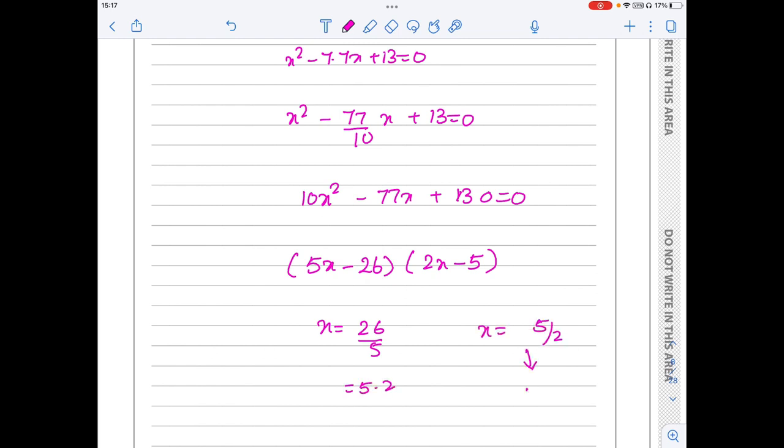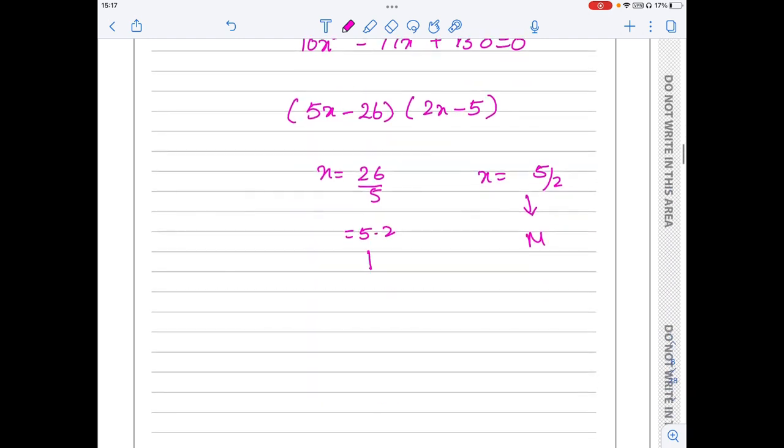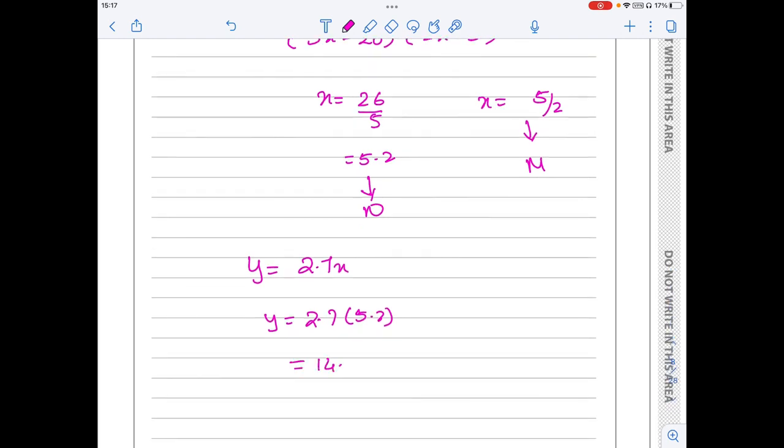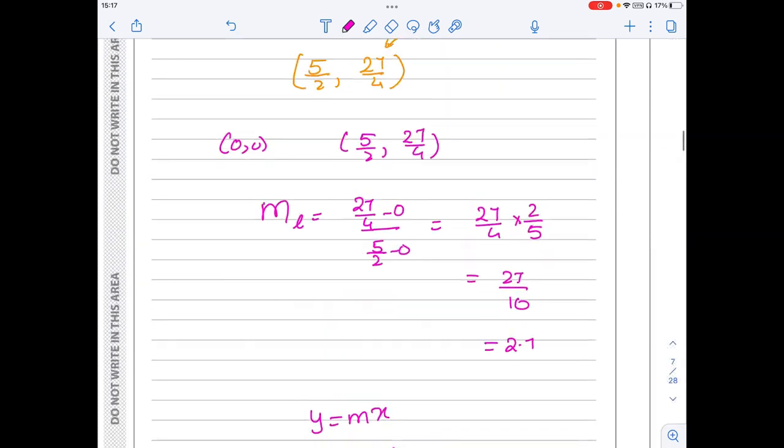x equals 5 upon 2 is already M. So this is the coordinates of N. x equals 5.2. Plug in x equals 5.2 in y equals 2.7x. So y equals 2.7 times 5.2. So that becomes nothing but how much? 14.04. So what are the coordinates of N? 5.2, 14.04. These are the coordinates of N.